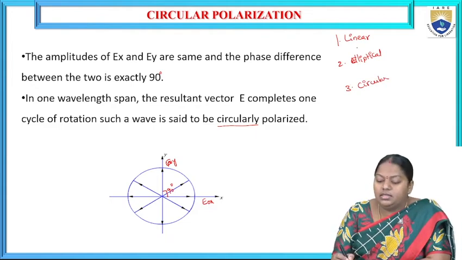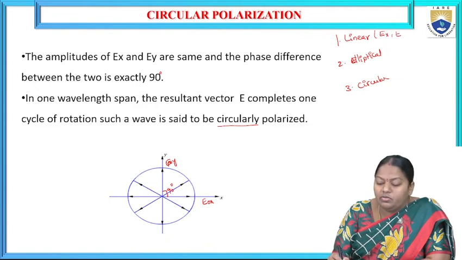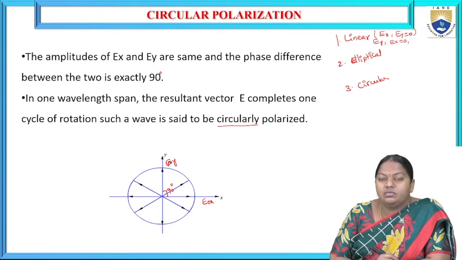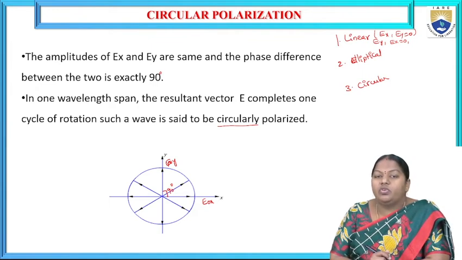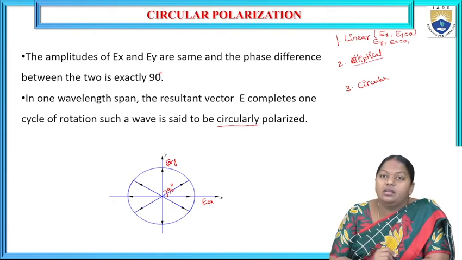So how we have defined linear polarization: suppose the electric field component E has only an X component and the Y component of it is equal to 0, then the wave is said to be linearly polarized in the X direction. Or in other words, if E has only a Y component and the X component is equal to 0, then the wave is said to be linearly polarized in the Y direction. For linear polarization, we consider only a single direction of orientation. Okay.